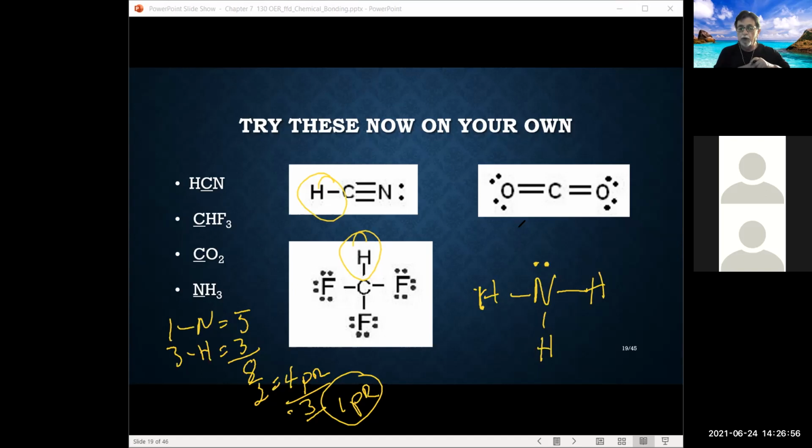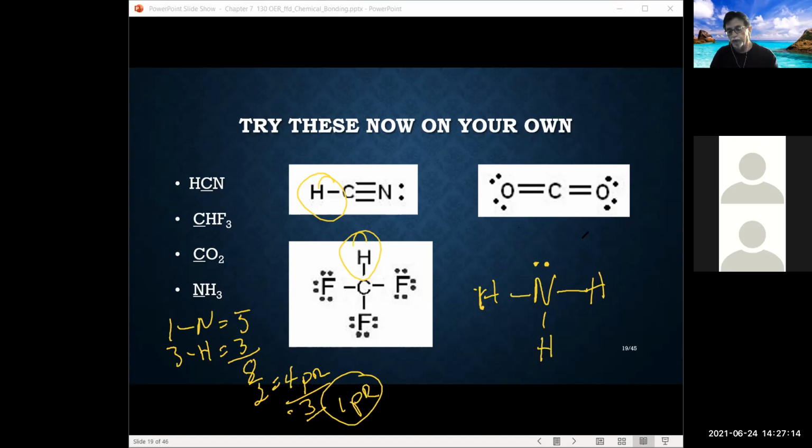We still got 4 pair, okay? And we can check the octet/duet. Hydrogen's happy. Nitrogen, also happy. There's 8 electrons total around nitrogen now, and so its octet's fulfilled.